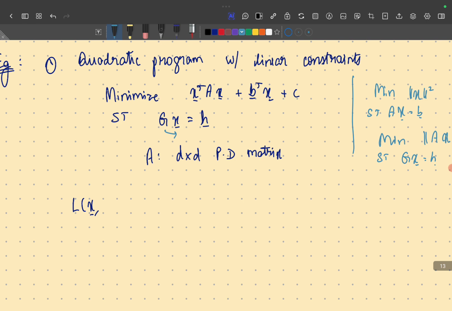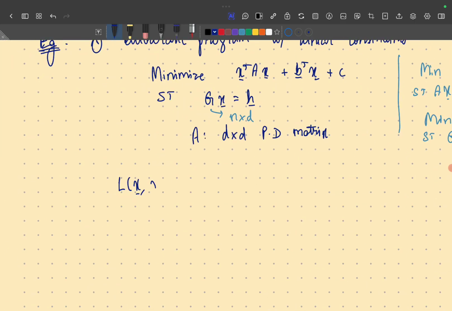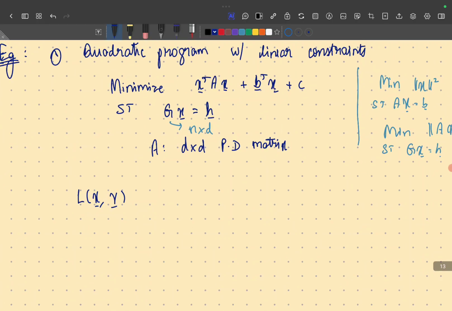A is a symmetric positive definite matrix. So generally when I say positive definite, it means that A is symmetric. So G is, say, an n by D matrix. I don't have any inequality constraints, only equality constraints. So the dual optimization problem is in fact going to be an unconstrained maximization problem because I don't have the lambdas. Right?